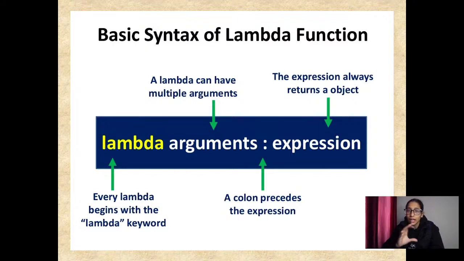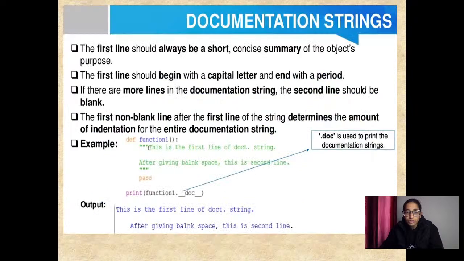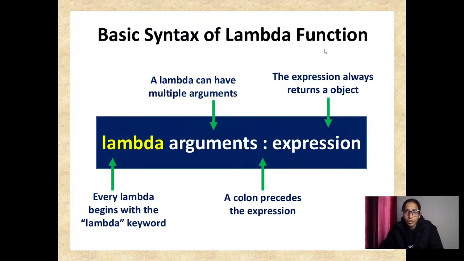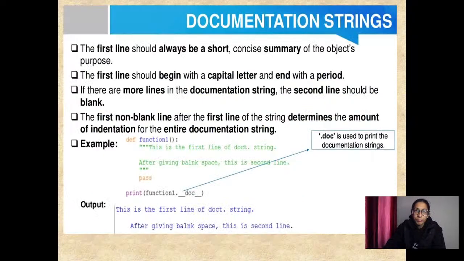The basic syntax I already told you. The basic syntax is lambda argument colon expression. Lambda is your keyword, and the argument can be multiple arguments. The colon precedes your expression part, and the expression always returns an object. Correct? Let's move further to how we document a string.